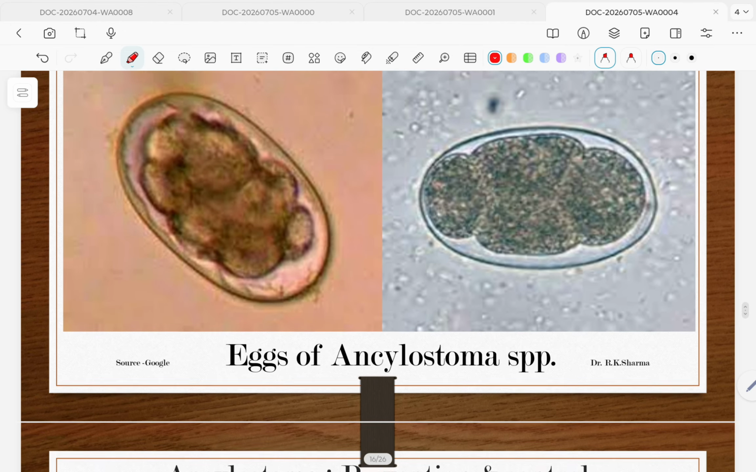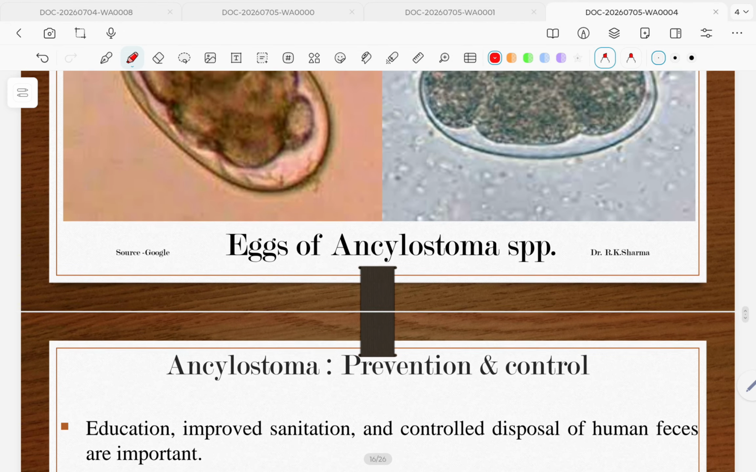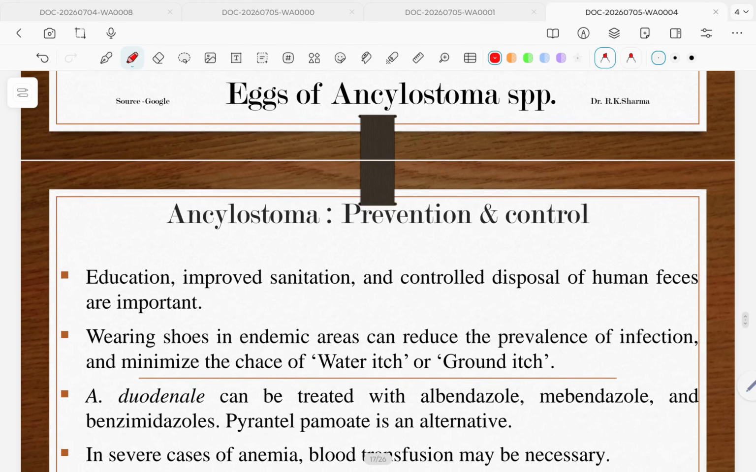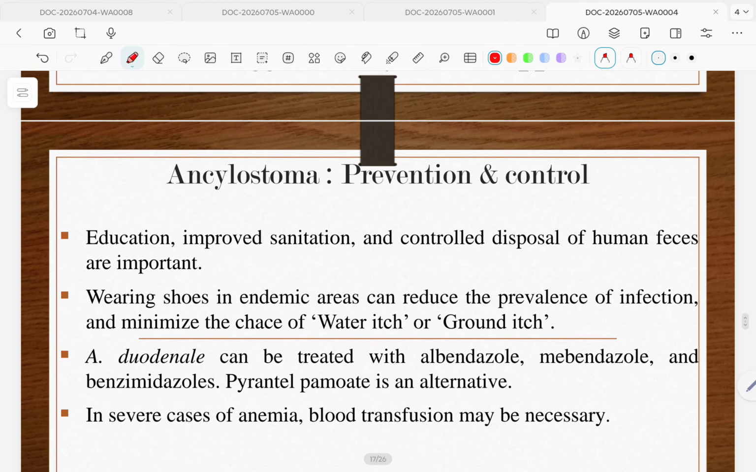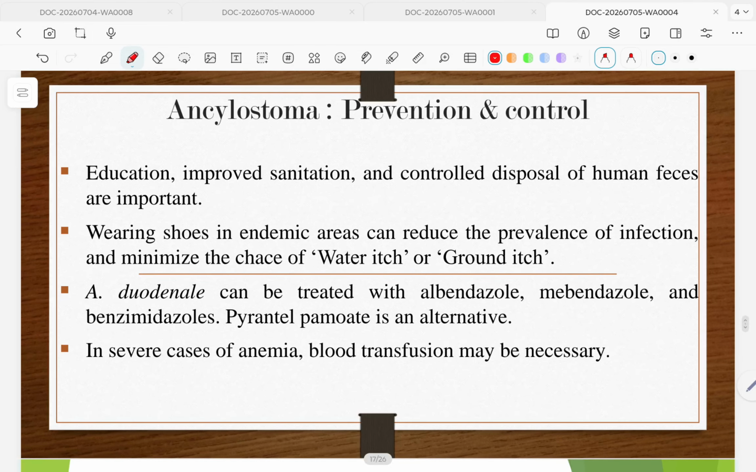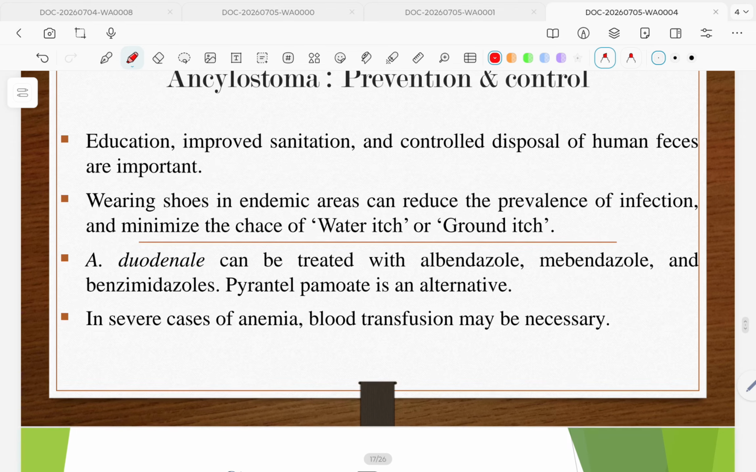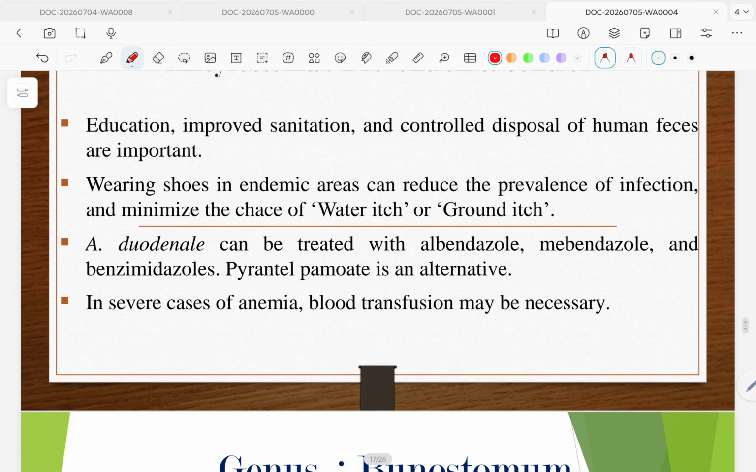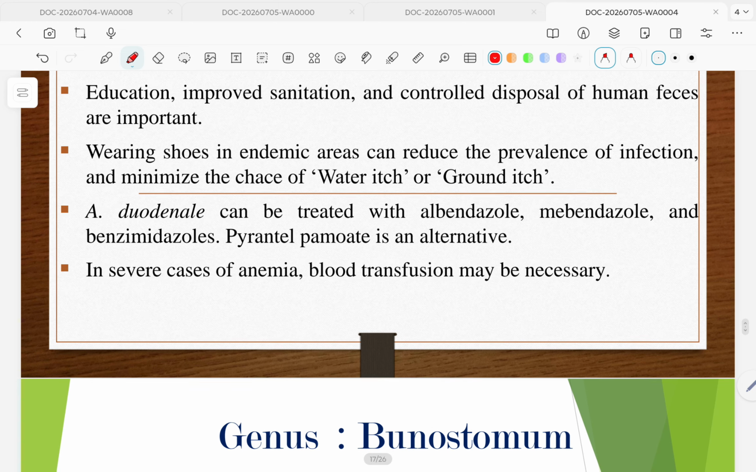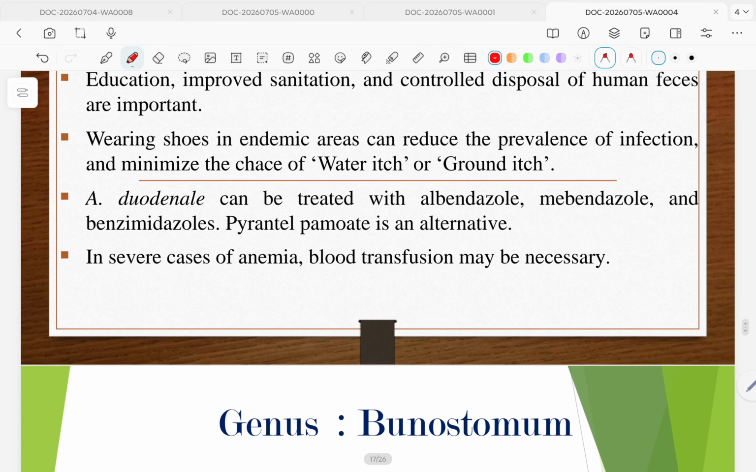Eggs of Ancylostoma species. Ancylostoma prevention and control. Education, improved sanitation, and controlled disposal of human feces are important. Wearing shoes in endemic areas can reduce the prevalence of infection and minimize the chances of water itch or ground itch.